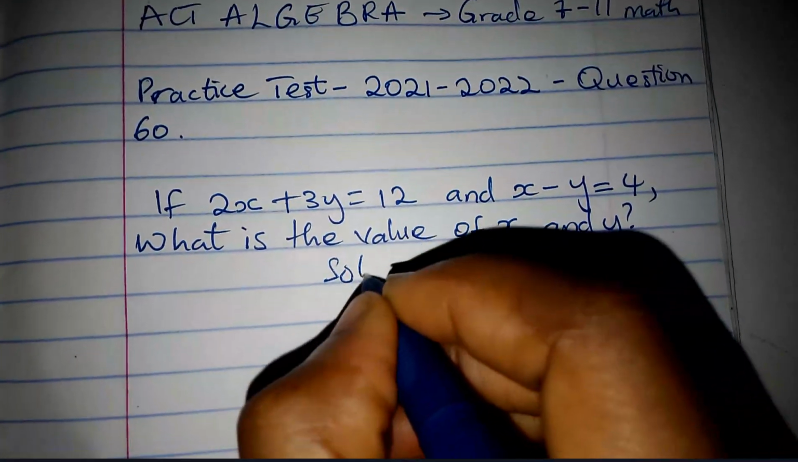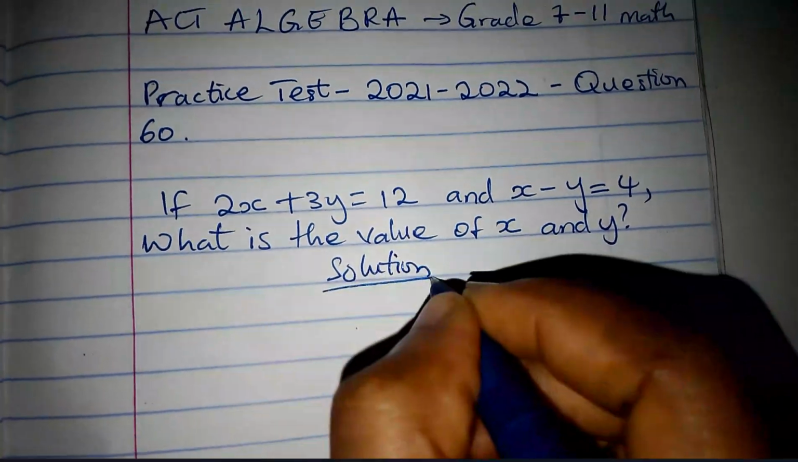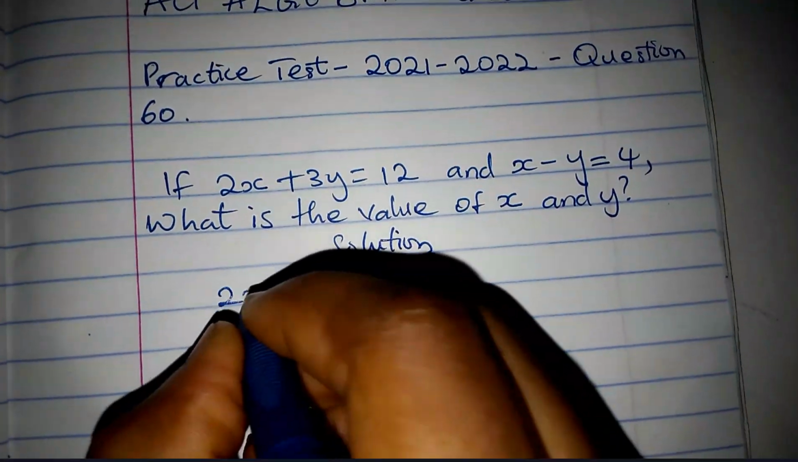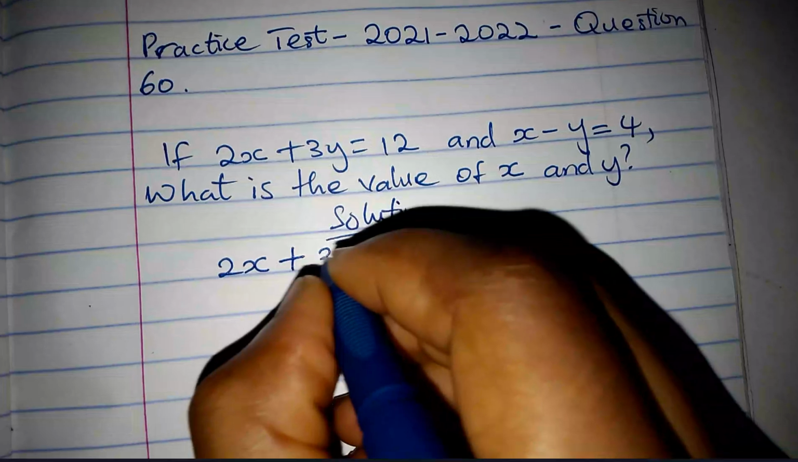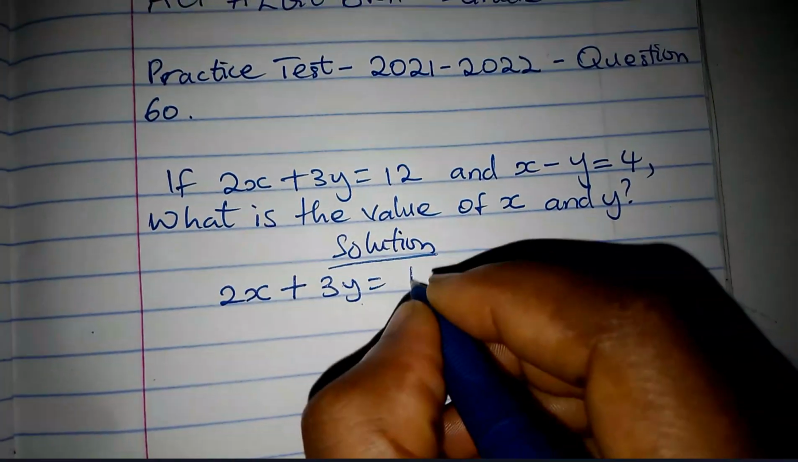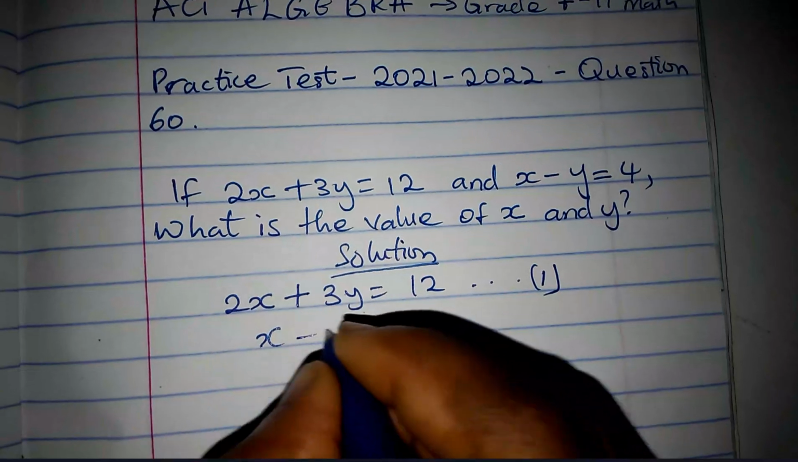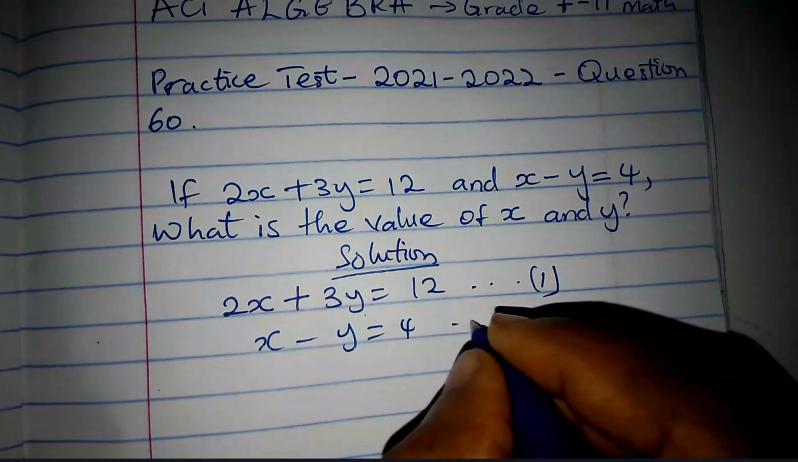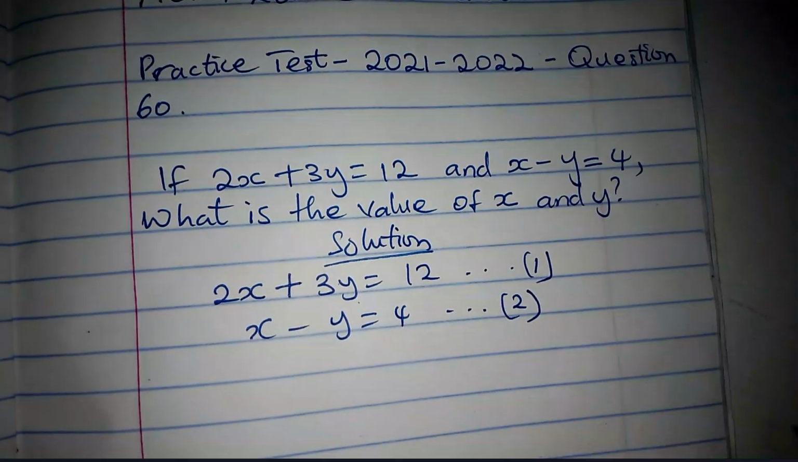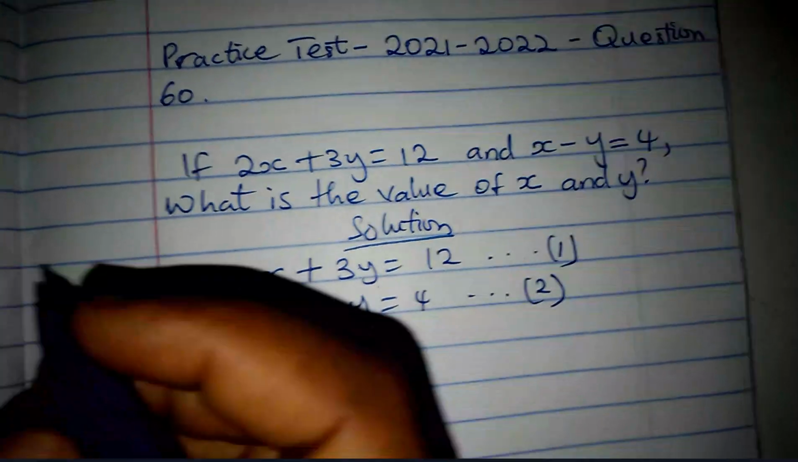So the first thing we're going to do now is to pick out the equations in the question, which is this equation 1 and this one, equation 2. We're going to be using the substitution method.